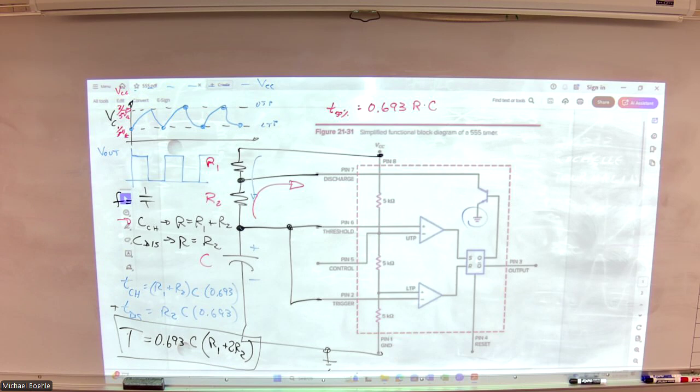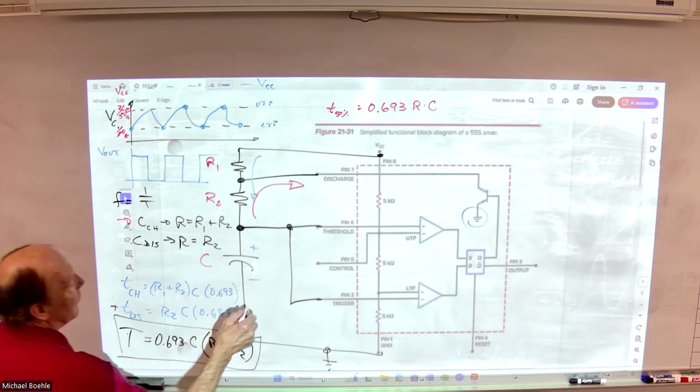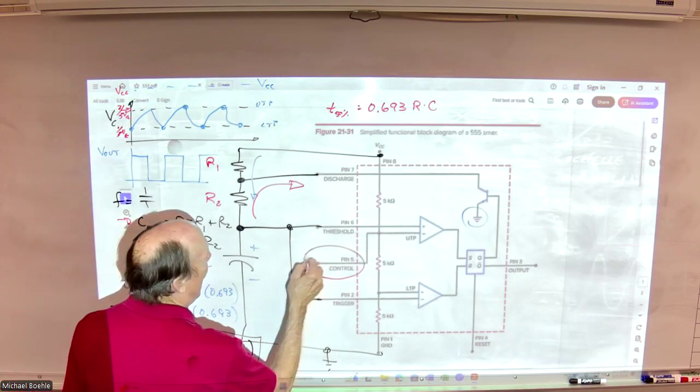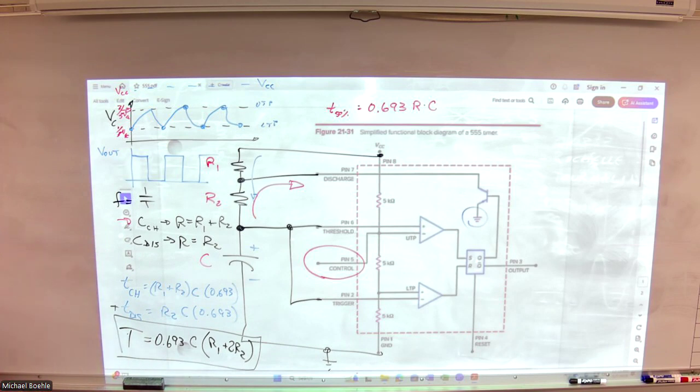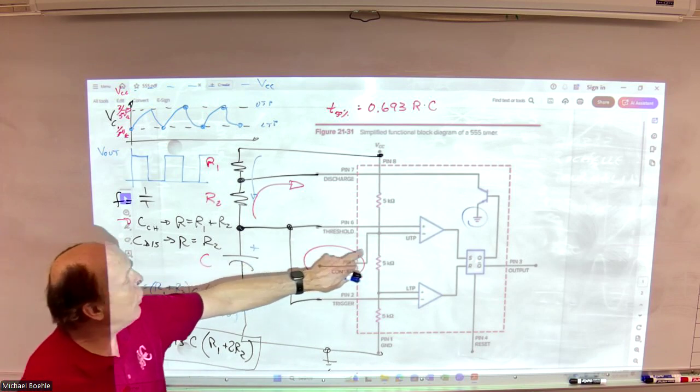All right. Now, make sense to everyone? So here's the fun part. Notice that I did not use pin 5 here. Pin 5 gives me access to the upper trip point.